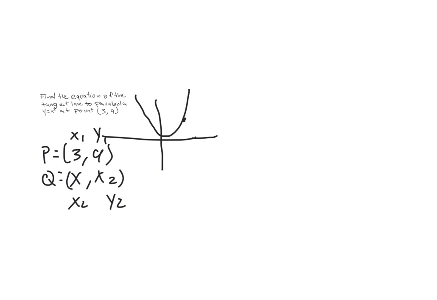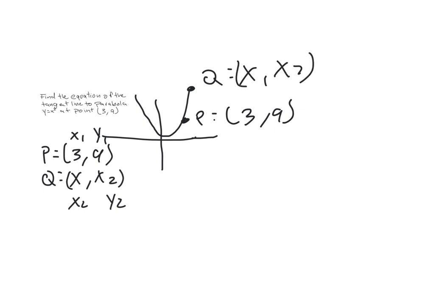Let's say P equals (3, 9) and my Q equals (x2, y2). So I'm trying to find the slope of this line right here.